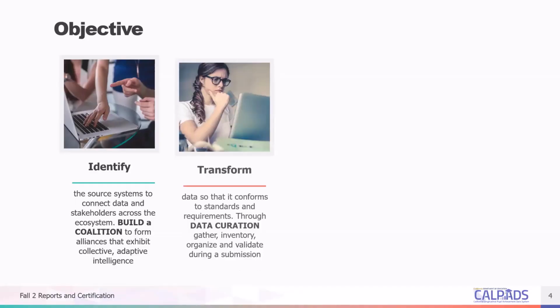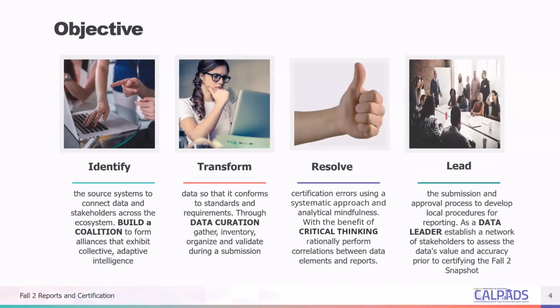All of our trainings also come with objectives. All right, so we would like for you to be able to identify the source systems and connect data with stakeholders across the ecosystem, build a coalition to form alliances that exhibit collective adaptive intelligence. We'd also like for you to be able to transform data so that it conforms to the standards and requirements so that you can submit it. Through this process, which is data curation, you would be gathering, inventorying, and organizing data and validating those data through the submission. You must be able to resolve certification errors using a systematic approach and analytical mindfulness. This would be an example of critical thinking.